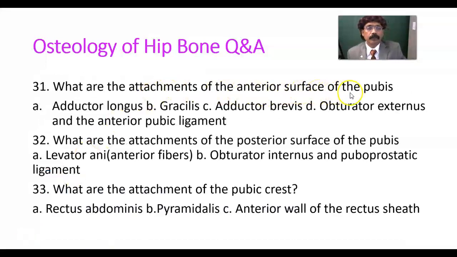Attachments of the anterior surface of the pubis we just discussed. What are the attachments of the posterior surface of the pubis? Levator ani, obturator internus, and the puboprostatic ligament. Attachments of the pubic crest: rectus abdominis muscle, pyramidalis, and the anterior wall of the rectus sheath. The pubic crest also has the attachment of the conjoint tendon, a tendon formed by the transversus abdominis and the internal oblique.